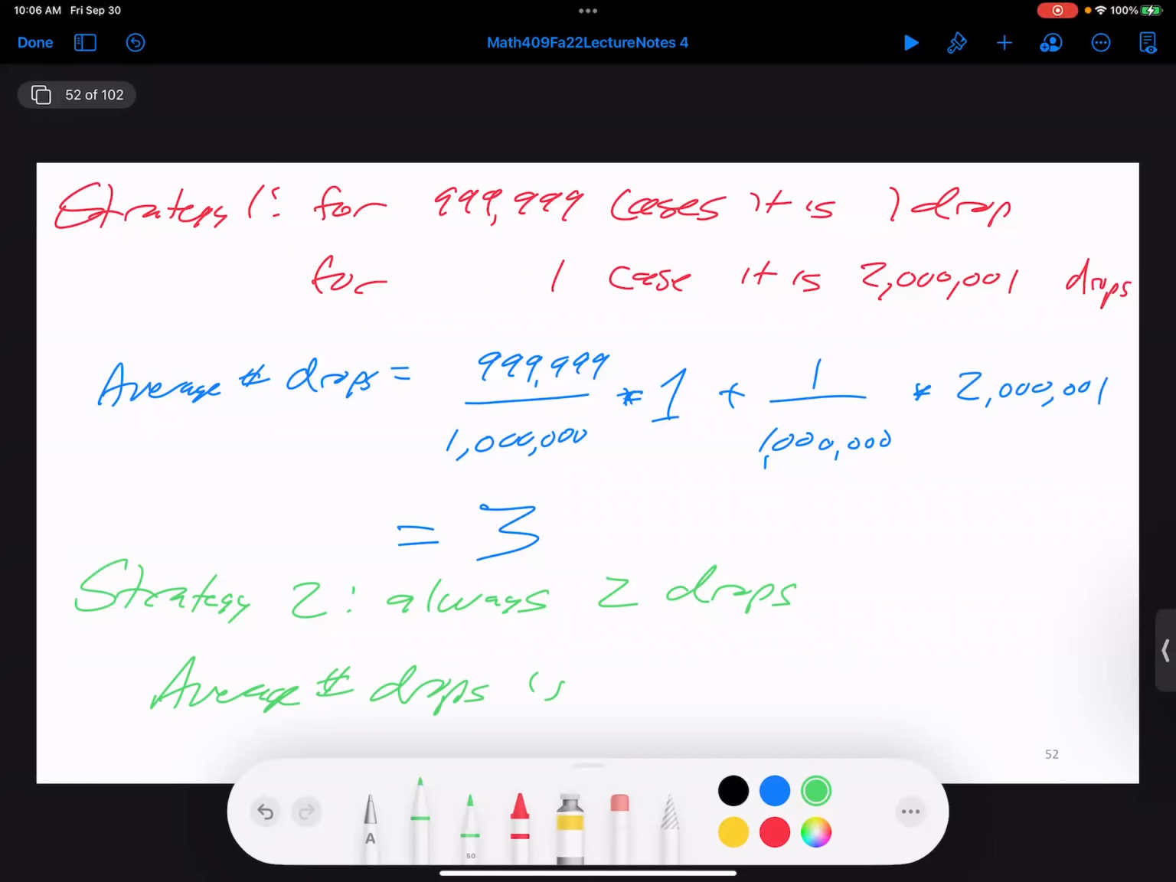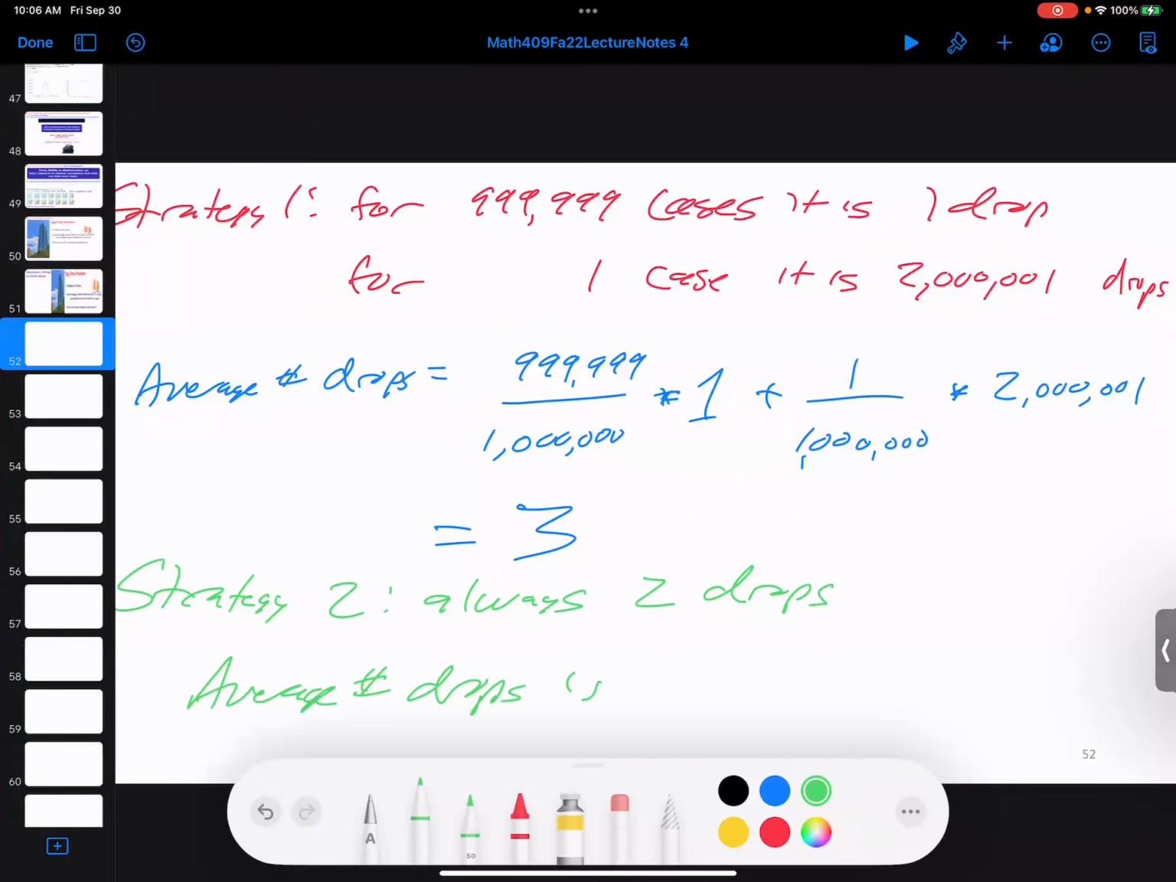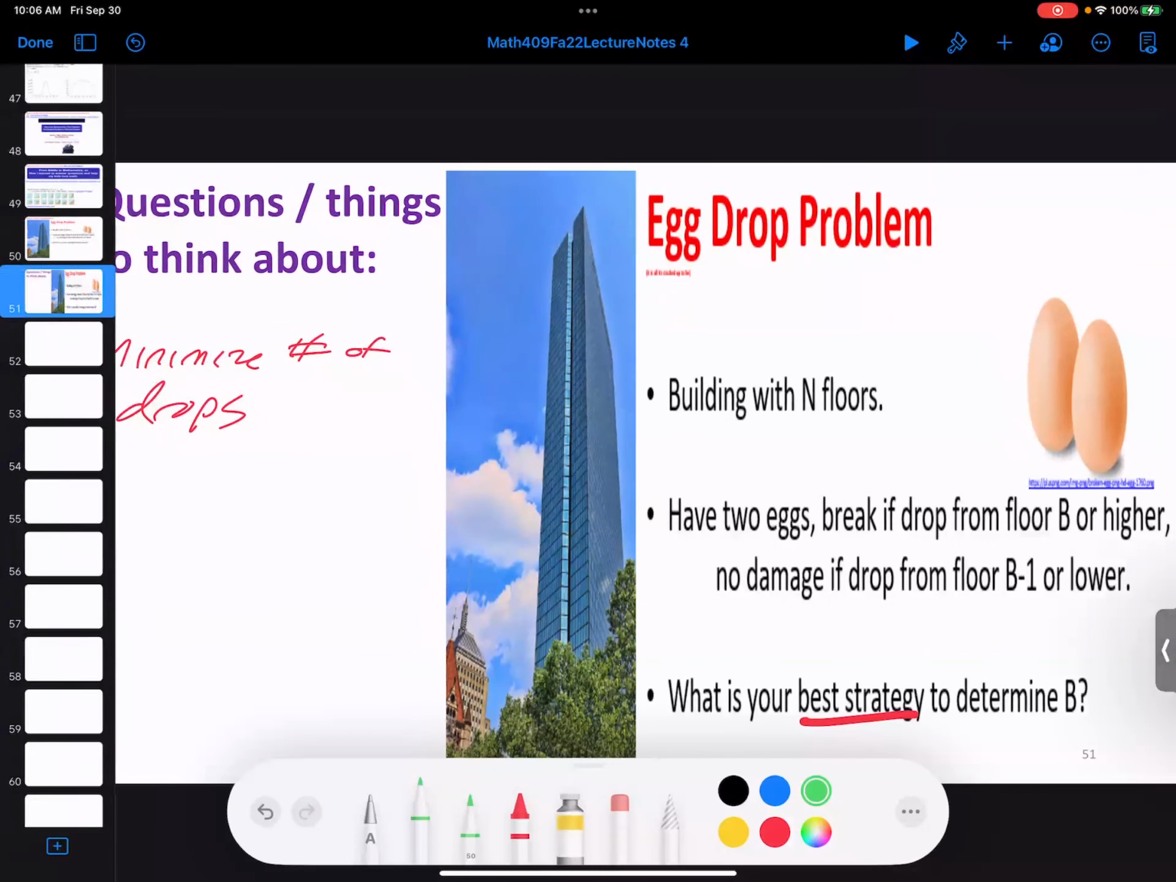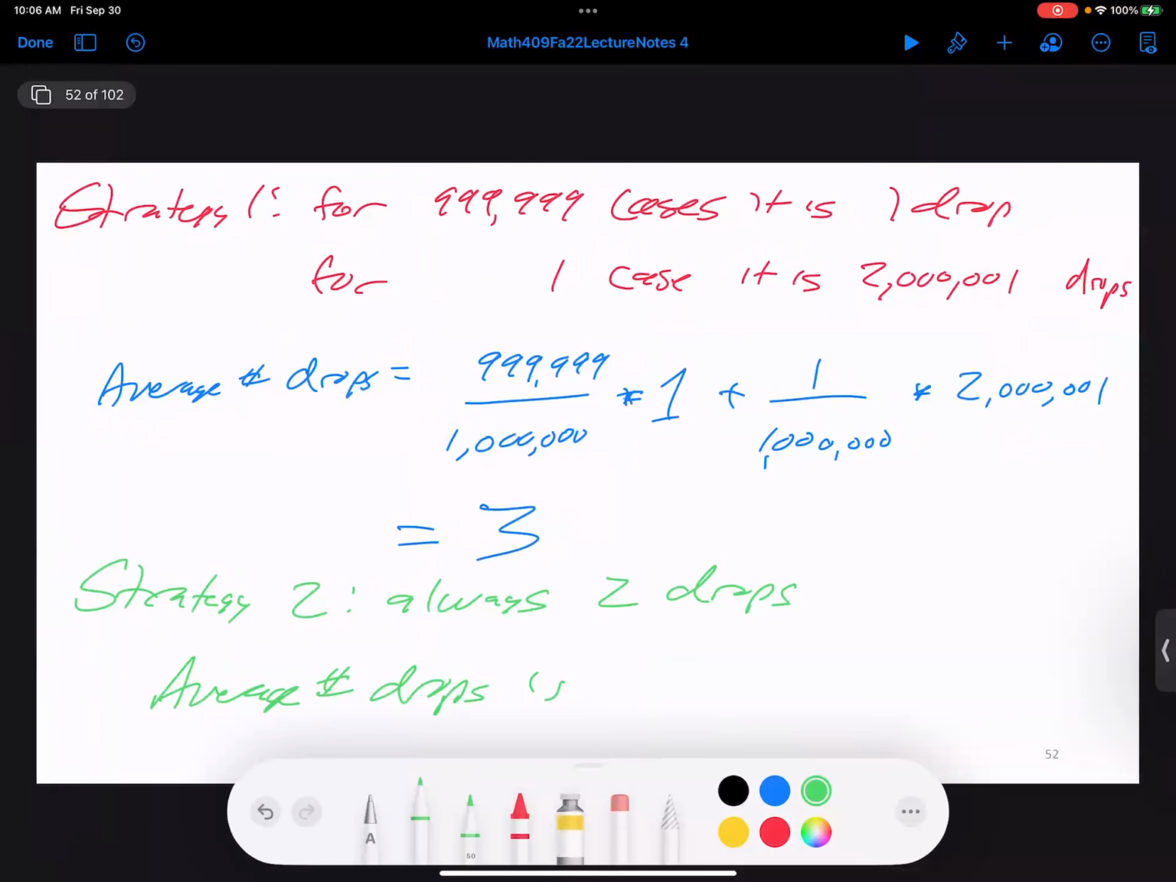Jack, have you seen the egg drop problem before? You have a building with n floors, you have 2 eggs. If you drop it from floor b or higher, they crack and can never be used. If you drop it from floor b minus 1 or lower, there's no damage and you can keep reusing it. You want to figure out what is that special value of b, the floor where they break. Okay. So in this case, the average number of drops is what in the second case? 2. Which strategy is better, strategy 1 or strategy 2?